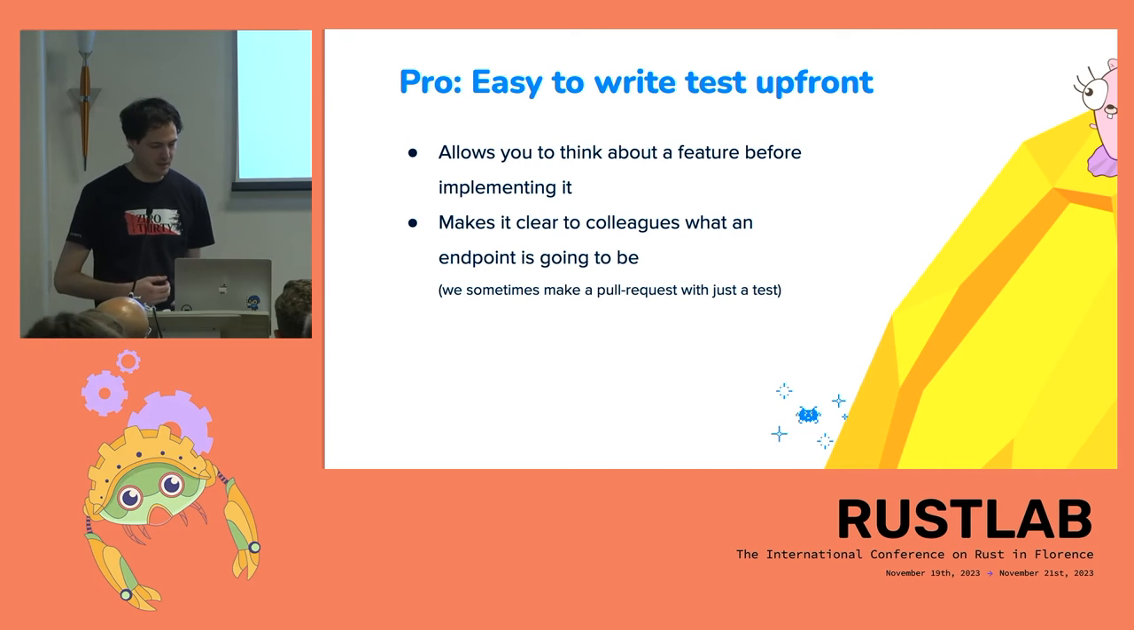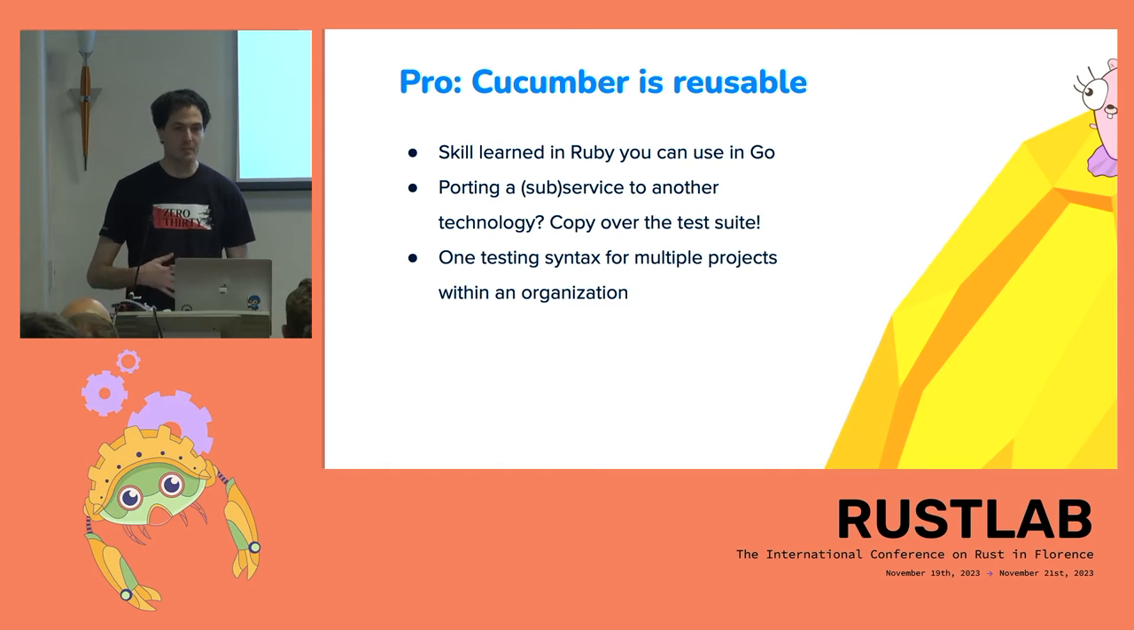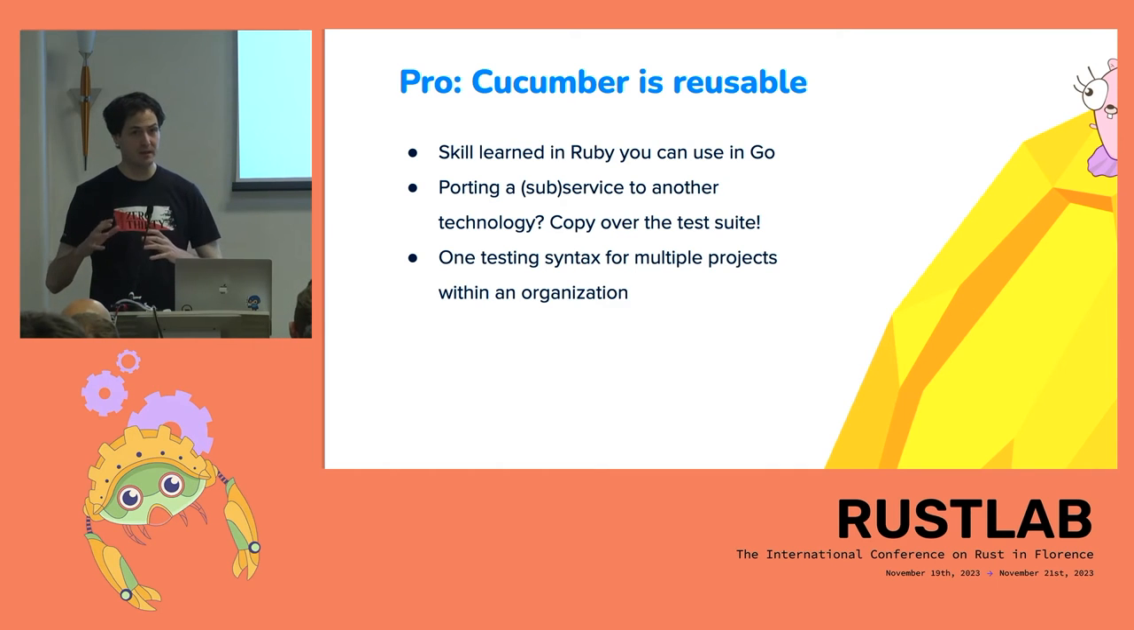And this is what I said in the previous slide. I even make a pull request with just a new test. All this showed in a demo as well. Cucumber is reusable, cross-project, cross-language. I learned this in a Ruby environment, but the skill Cucumber stayed with me in every language. As I said in my example, we ported a search bit to another language. We had the same test suite.